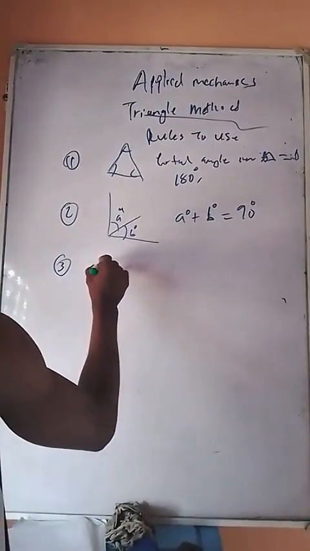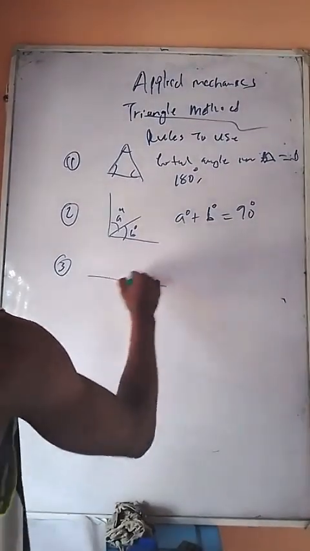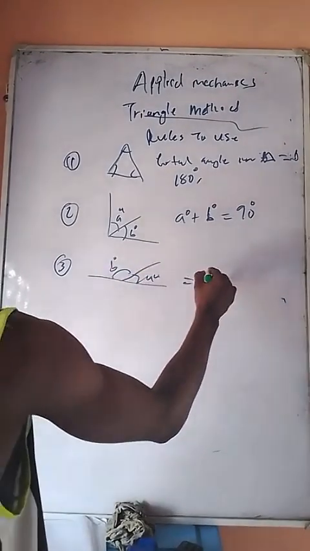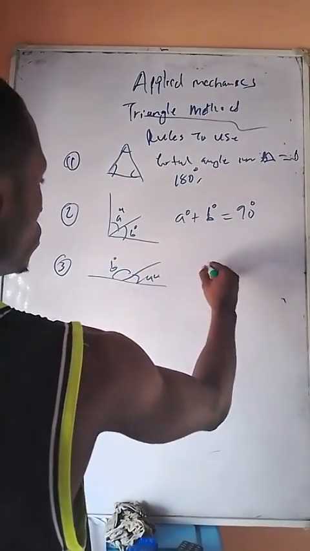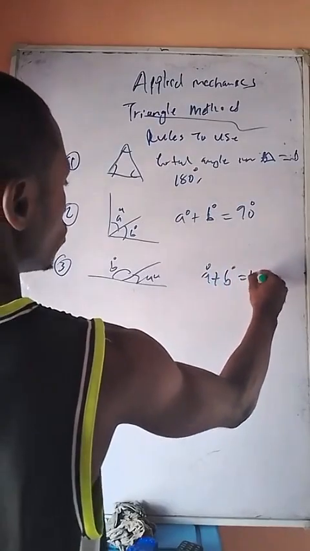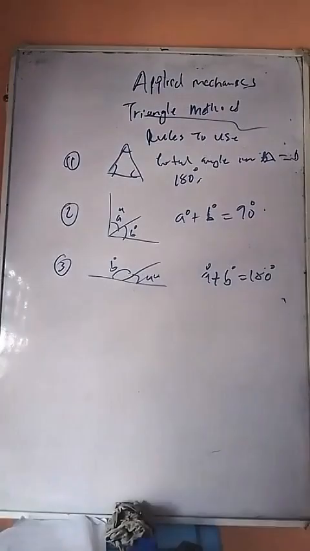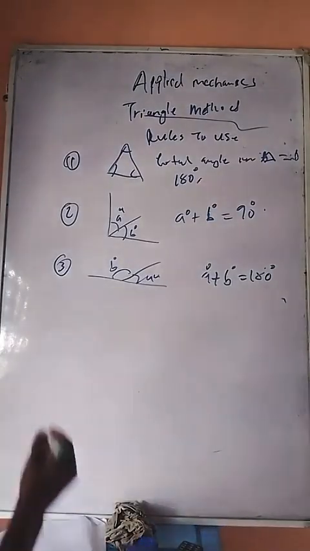Three, angles on a straight line. We have A here, we have B here. Angles on a straight line are equal to 180 degrees. So they are complementary, supplementary, sorry, this is complementary, this is supplementary. Okay.